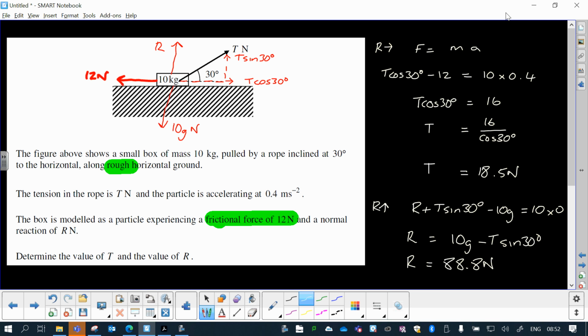Once we've got the tension, which is one of the things we were asked to work out, we'll resolve vertically, and we've got R plus T sine 30. Those are the two forces that are going vertically up the page. And then we're going to subtract the 10g, and that's equal to 0 because there's no acceleration vertically. And again, rearrange carefully, substitute your value of T in, use the one from your calculator, not the rounded one, and then solve to get R, which comes out as 88.8 newtons.